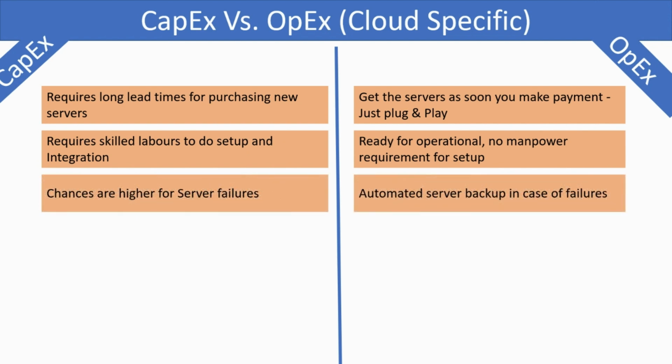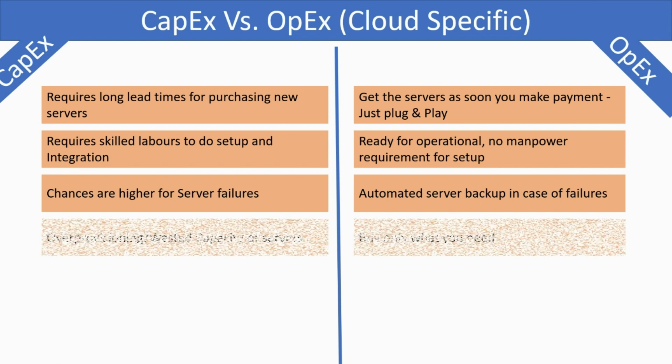Third one, on the CapEx side, chances are all high for server failure or resource failure. Whereas in the OpEx side, if you own a server by provisioning it from a cloud service provider, if it fails, it will be backed up by another resource, and so the chances of failure that is visible to an end user will be minimal.